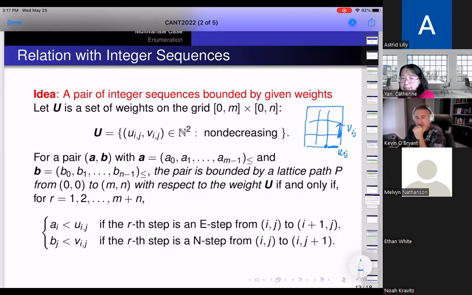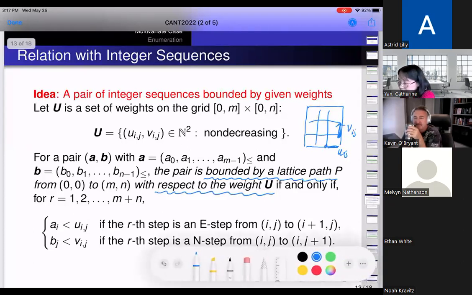Then for a pair of integer sequences, the first sequence has length m and the second one has length n. We'll assume they're already arranged from small to large. Here's the crucial word: this pair of integer sequences is bounded by some lattice path p with respect to the weight if and only if something like this happens.